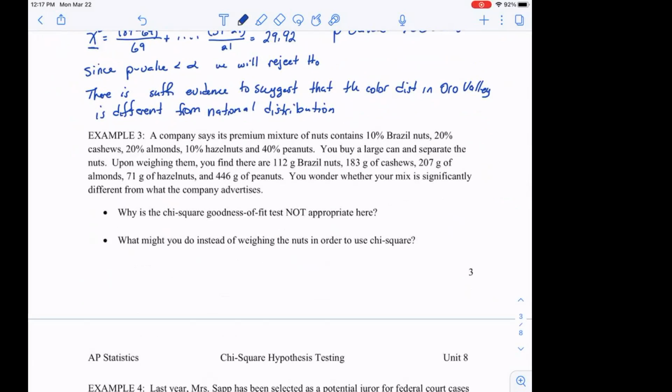Okay. A company says its premium mixture of nuts contains 10% Brazil, 20% cashews, 20% almonds, 10% hazelnuts, and 20% peanuts. You buy a large can and separate it. Upon weighing them, you find there's 112 grams of Brazil nuts, 183 grams of cashews, and so on. You wonder whether your mix is significantly different from what the company advertises. So why is the chi-square goodness of fit not appropriate here? Why can't we run a goodness of fit test on this? Oh no, there's actually 5 categories: Brazil nuts, cashews, almonds, hazelnuts, and peanuts. So there's plenty of categories.